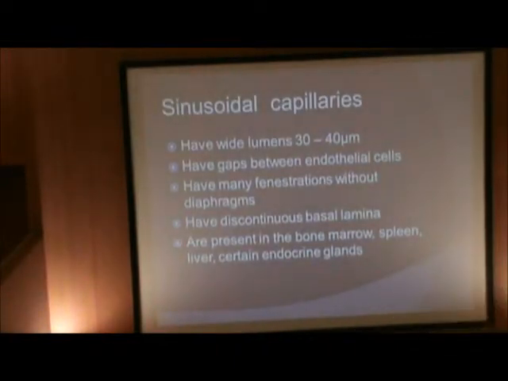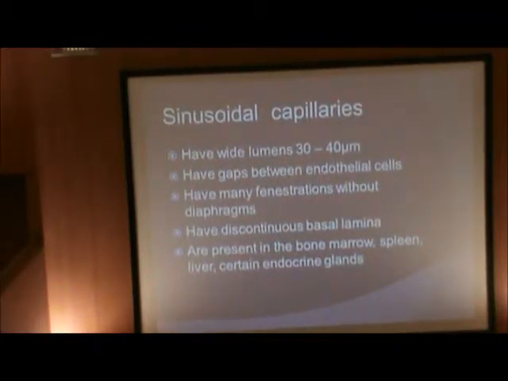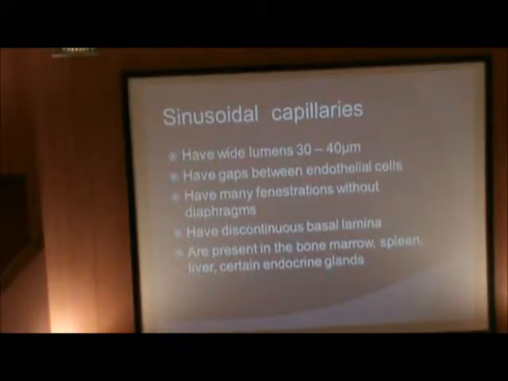And last type, sinusoidal capillaries or discontinuous capillaries. They have very wide lumens, about 30 to 40 micrometers in diameter, and they are present in liver, bone marrow, or spleen. And we have large gaps, large fenestrations between endothelial cells.